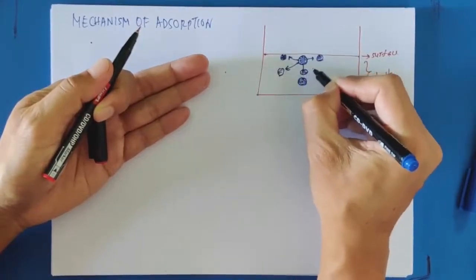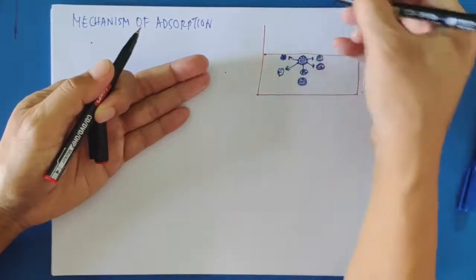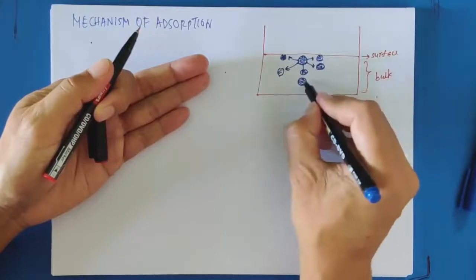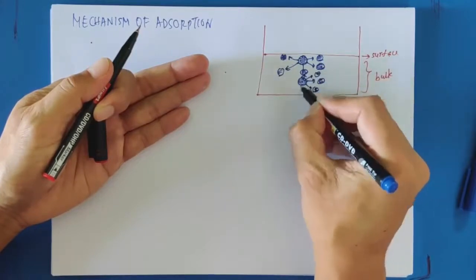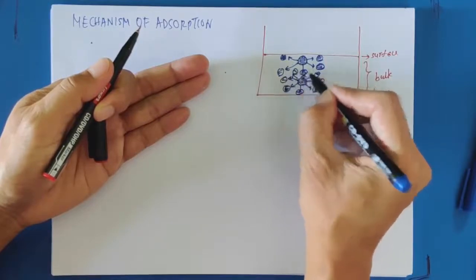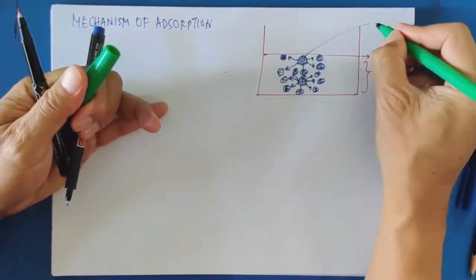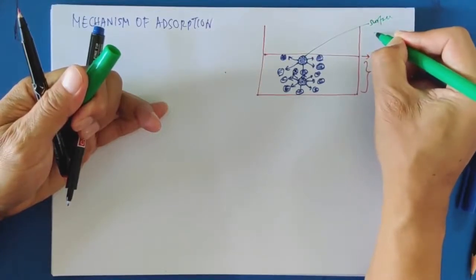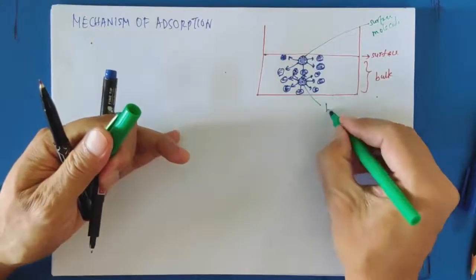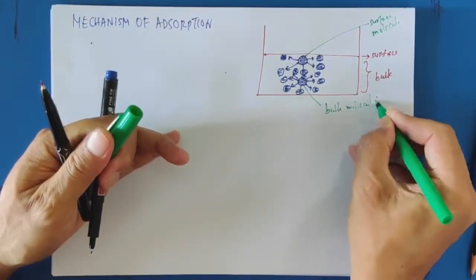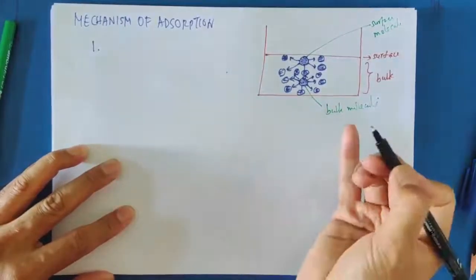Okay. The bulk molecule has attraction from all sides, while the surface molecule does not have attraction from the top. So this one is a surface particle, and this one is a bulk molecule.